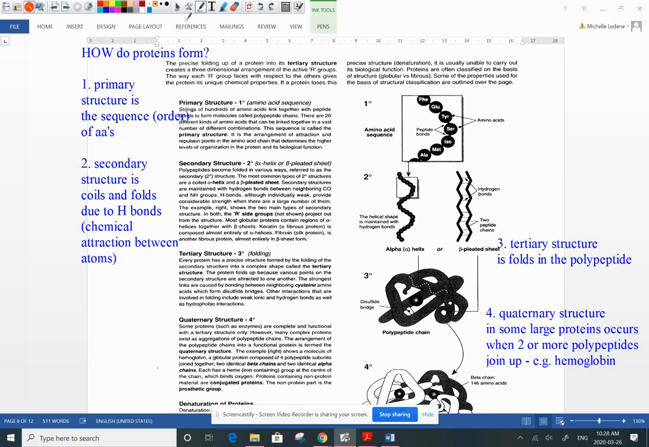So here is an amino acid, and then it joins up. There's one, it joins to another, it joins to another. That order of those amino acids is the primary sequence.